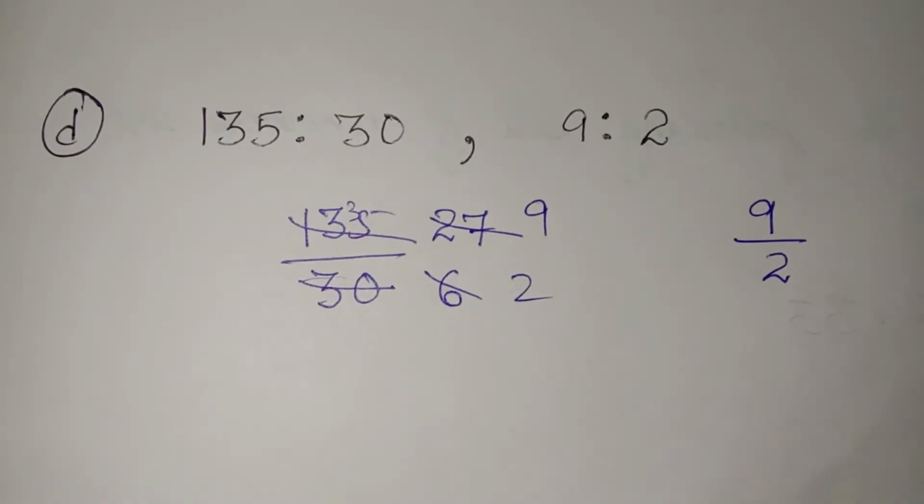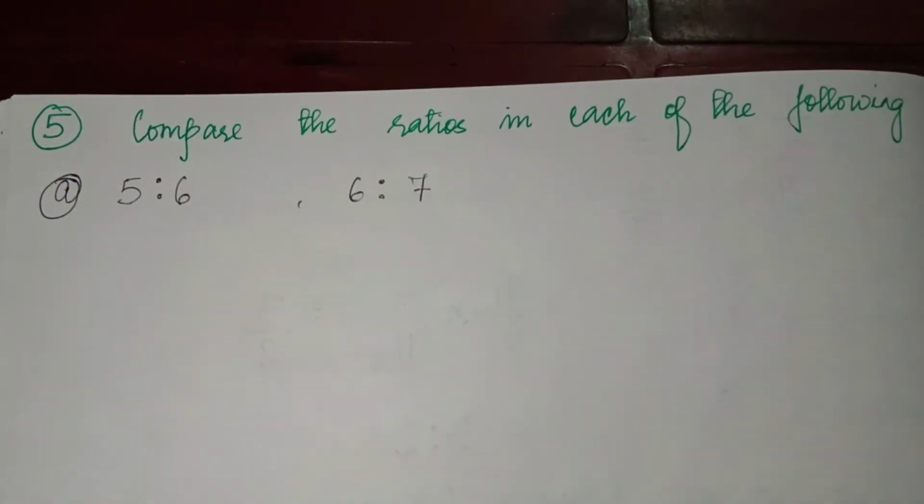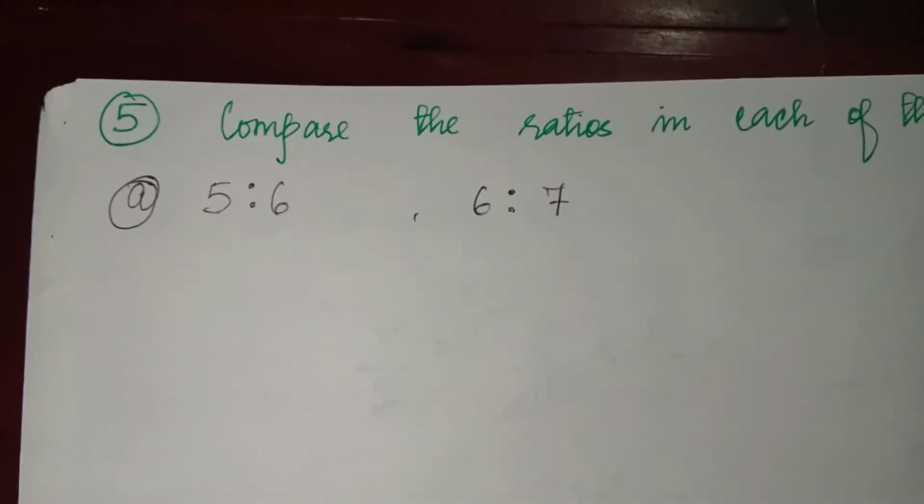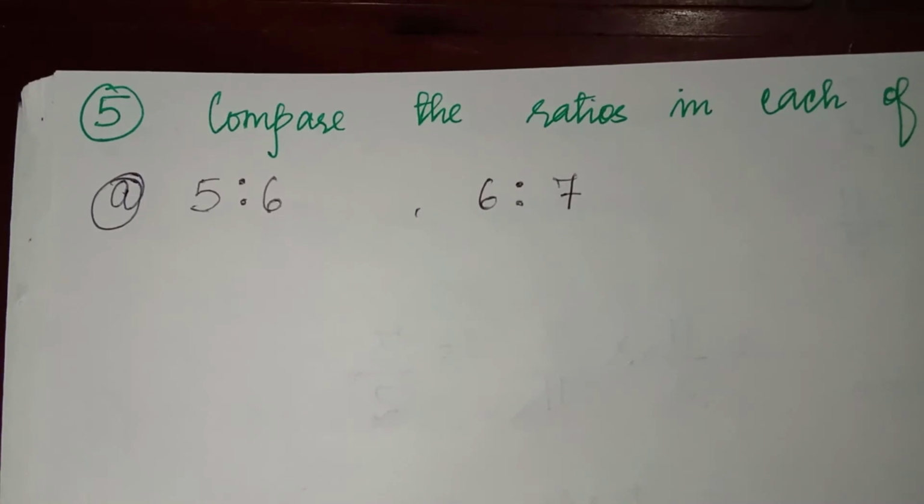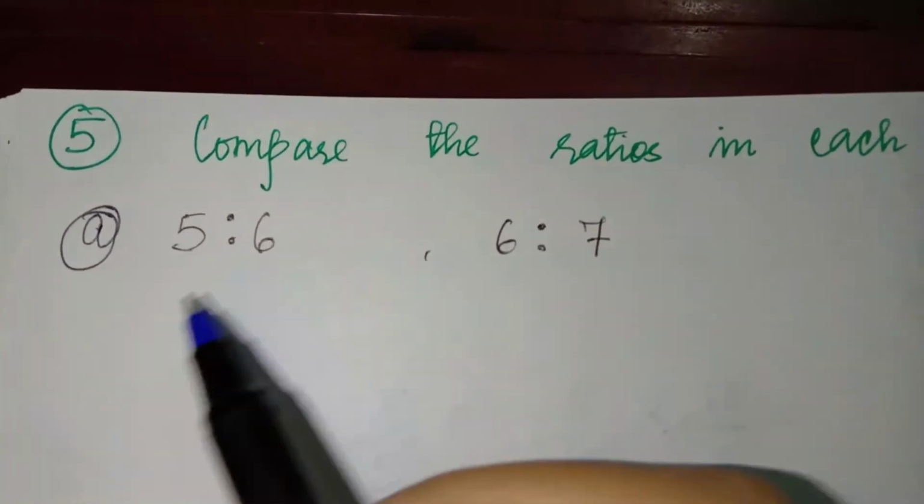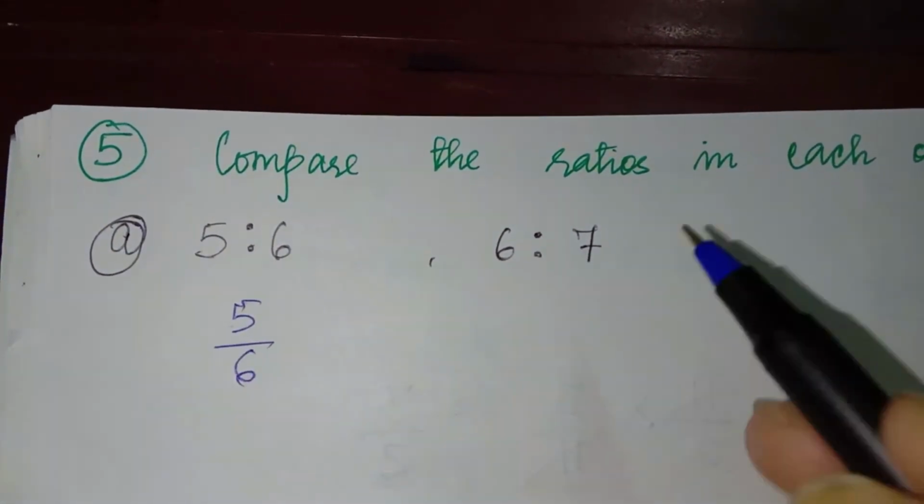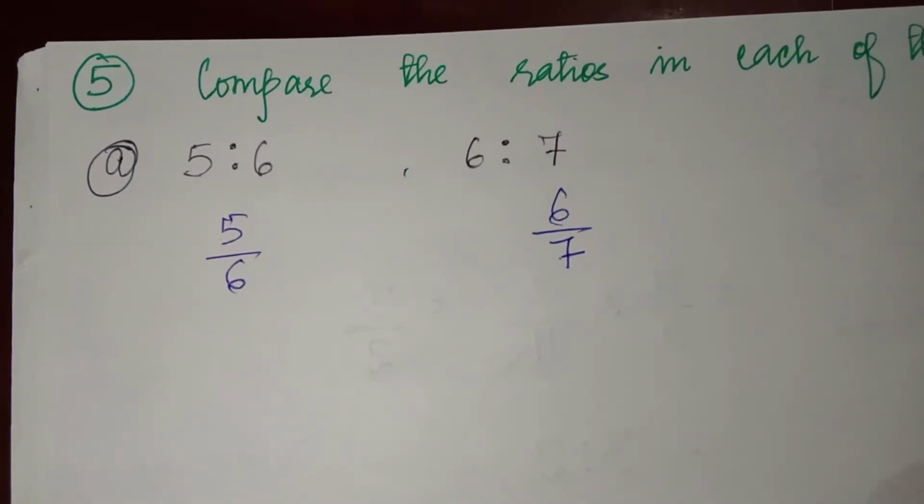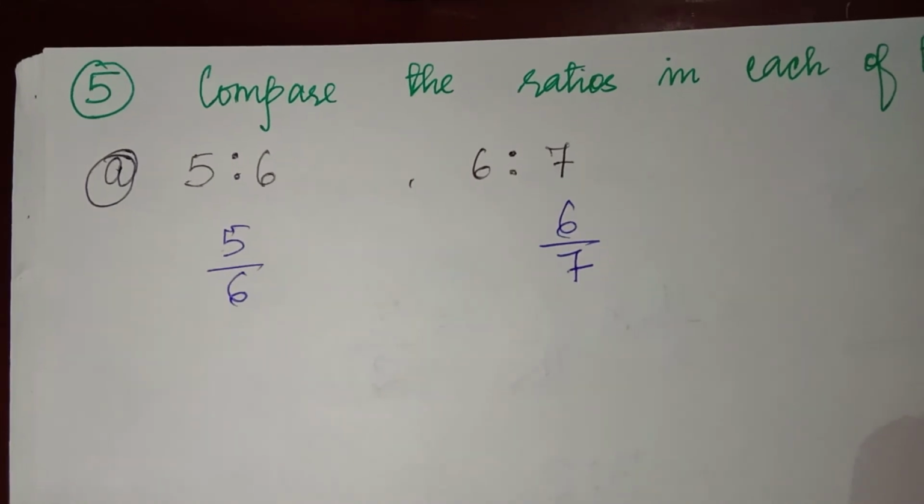They are equivalent. Next is compare the ratios in each of the following. So we have to compare, okay. We have to check which ratio is more, which ratio is less. Okay, so here is 5 by 6 and another is 6 by 7. By just looking at this fraction, you will not come to know which fraction is more, which fraction is less.